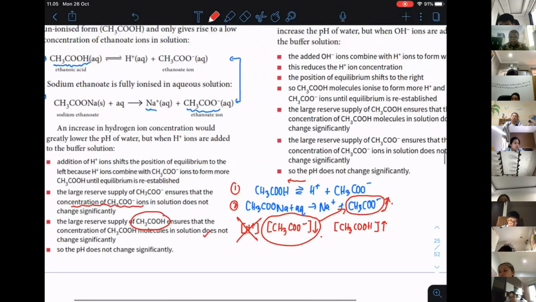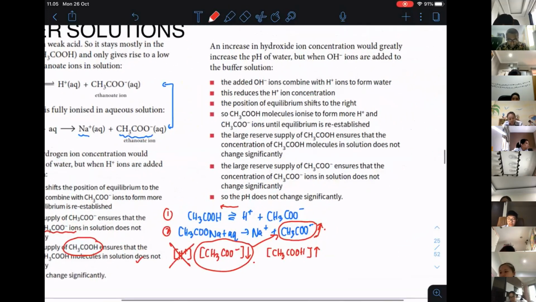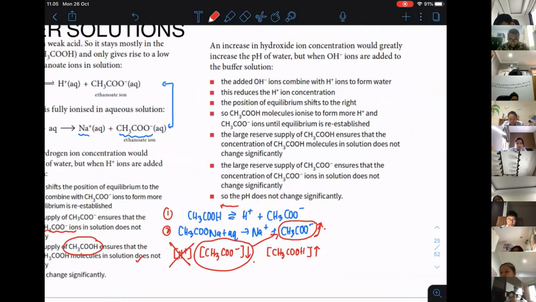So let's actually look at how we use this system again when it comes to hydroxide. We use the same system. Let me erase here.